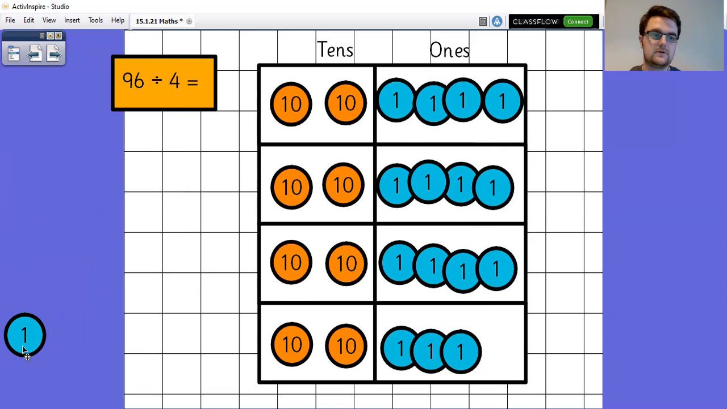So for this one, you can see in each row, I've got 2 10s and 4 1s, 2 10s and 4 1s, 2 10s and 4 1s, 2 10s and 4 1s, which means that each row has got 24 and each row is equal. So 96 divided by 4 gives us 24.